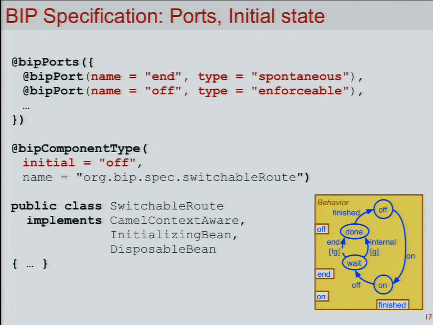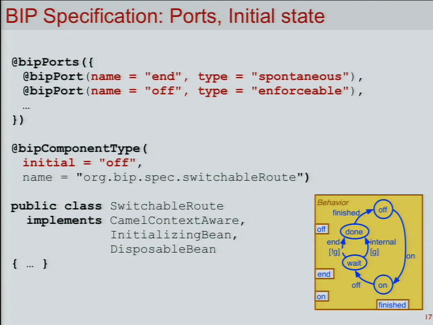One thing we have to do is specify ports. We have an off port and an end port. We have annotations on this class, which say we have a port end, which is of type spontaneous. So there's some external entity which informs us that there was an end transition, something we may want to take care of. And there's also an enforceable one, that we can actually switch it off. So this component may allow an off transition, something we can enforce. So there's this distinction between spontaneous and enforceable transitions.